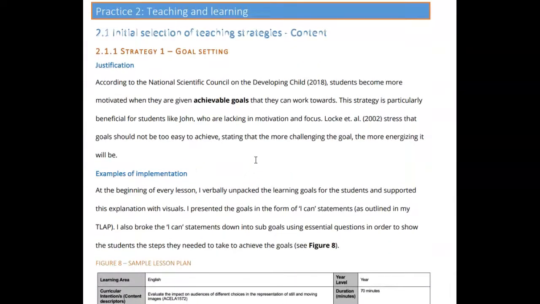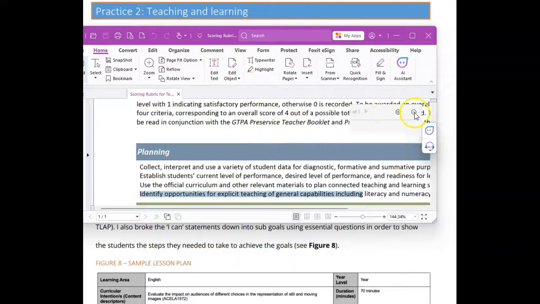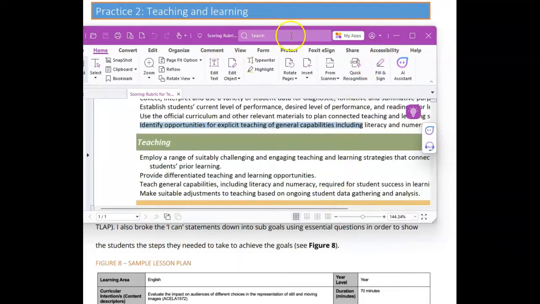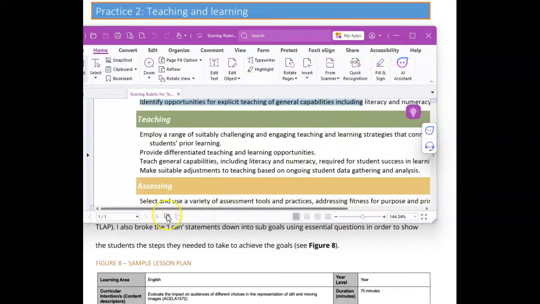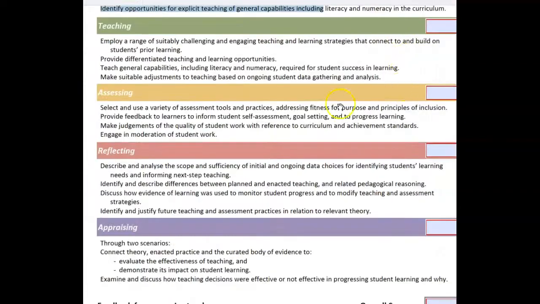In section number 2, we're looking now at teaching, and similarly to the other models, well, let's have a look at the scoring rubric that we have. So the scoring rubric requires that they select and use a variety, range of suitably challenging, engaging teaching and learning strategies, differentiated teaching and learning strategies, teach the general capabilities, you have to evidence that, and make suitable adjustments based on ongoing data.